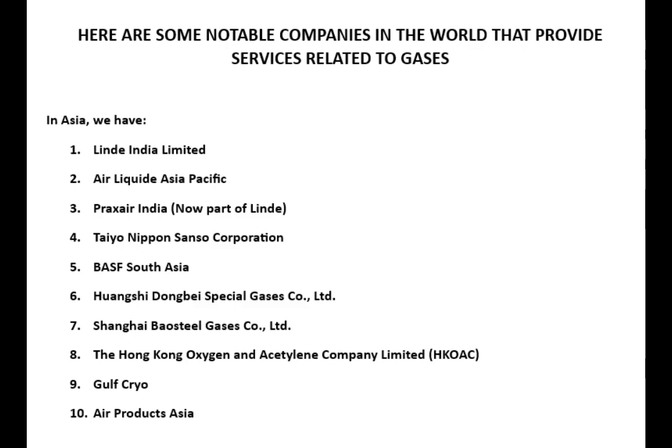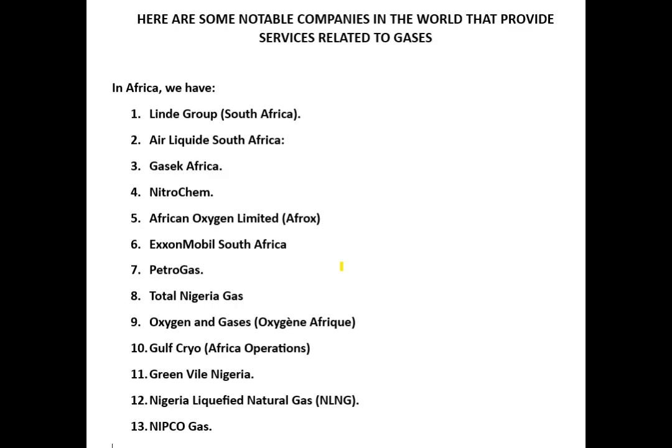10. Air Products Asia. Services: provides industrial gases such as oxygen, nitrogen, and hydrogen to industries including energy, food, chemicals, and healthcare. They also offer equipment and technologies for gas distribution and storage. Website: https://www.airproducts.com.